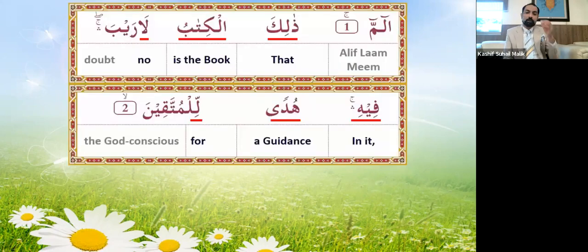So now let's take their meanings. Alif lam mim is a code word, the meanings of which only Allah knows. While rab is another word which we didn't study during this course, which means doubt. So zalika al-kitabu la rayba fihi. That is the book. There is no doubt in it. Hudan, it's a guidance. For whom? Lil muttaqeen. The ones who are God-fearing, the ones who are God-conscious. Muttaqeen is a plural expression, and muttaqi is a singular.